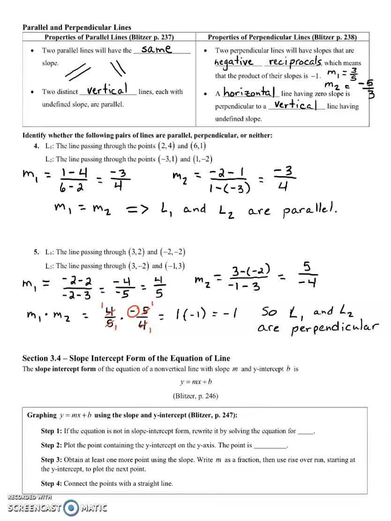Now, in case you've forgotten, I didn't mention this back up top, but perpendicular lines are ones that intersect each other at a right angle. And remember, right angles are 90 degrees.